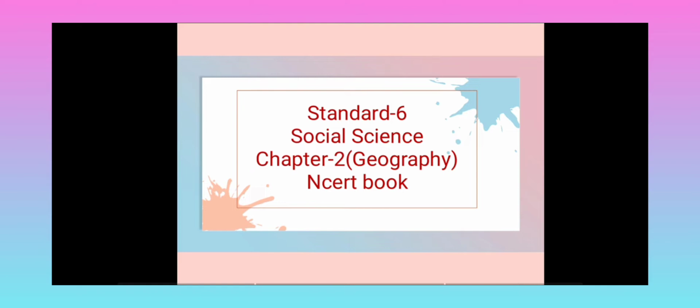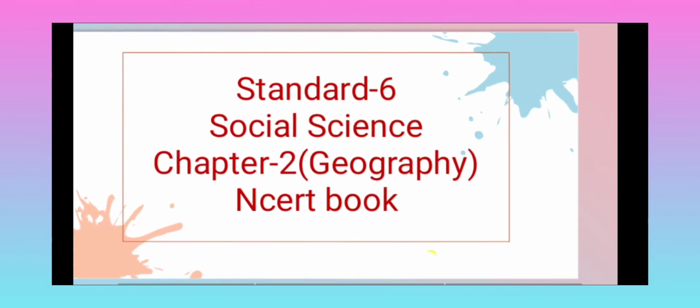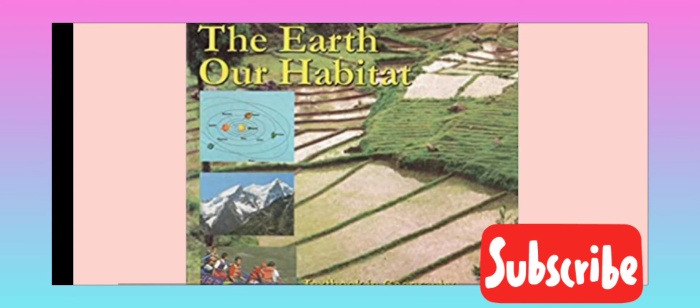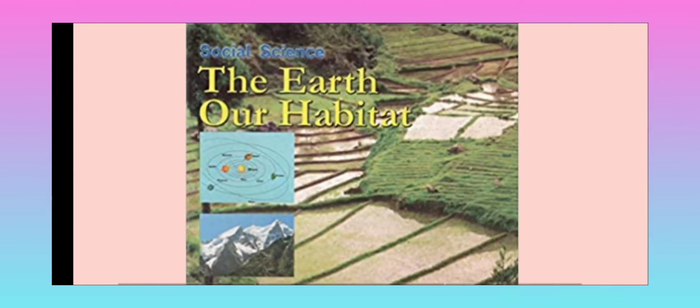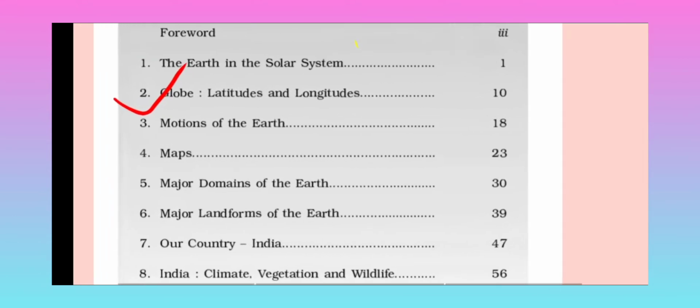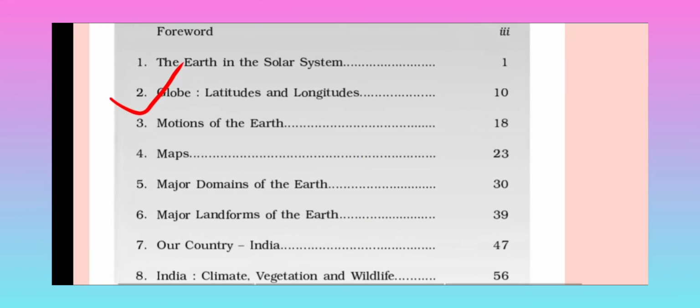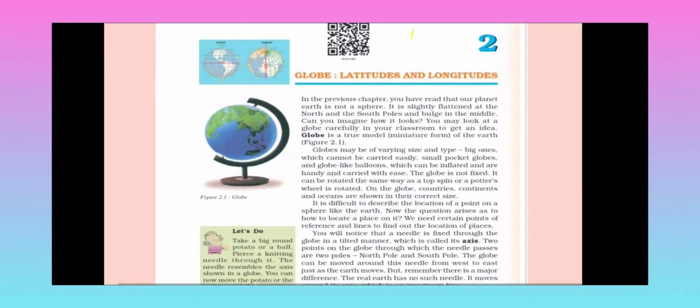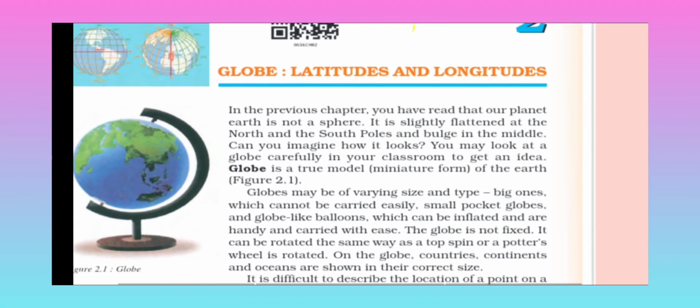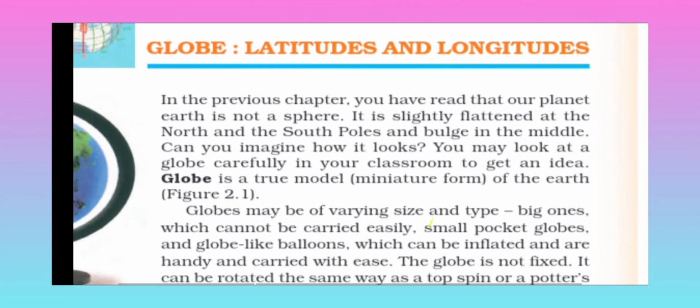Today we will see Chapter 2 of Standard 6 Social Science Geography NCERT book. The book name is The Earth Our Habitat. In this we will see Chapter 2, Globe, Latitudes and Longitudes.